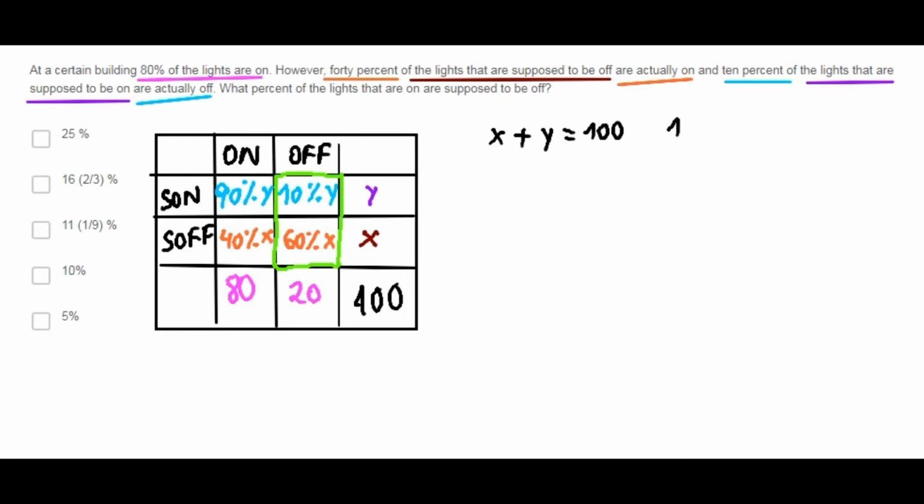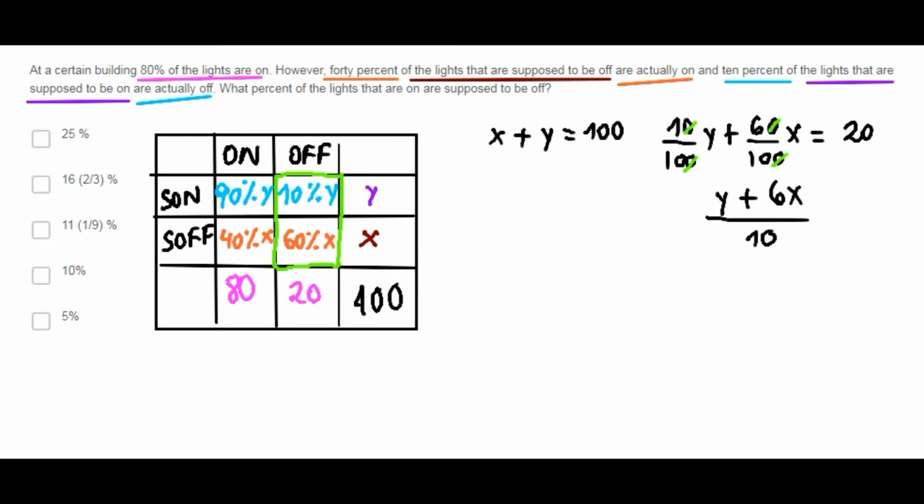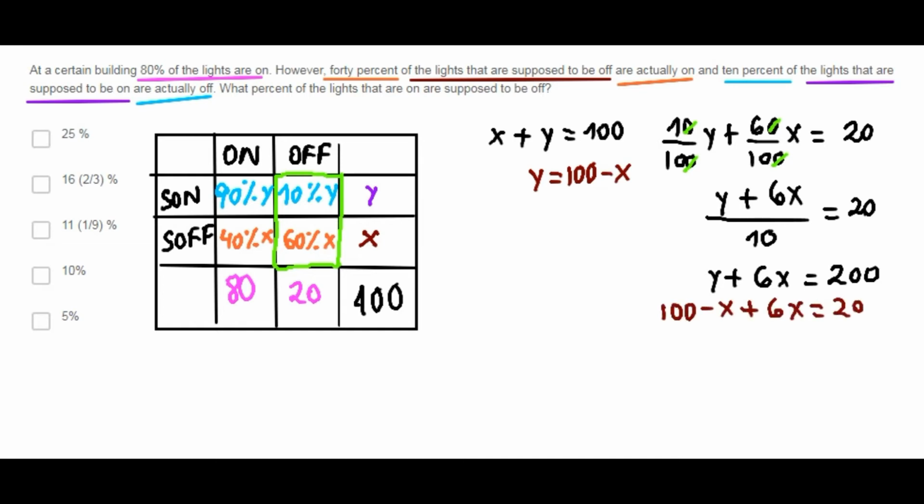So, this is 10% of Y plus 60% of X equals 20. I will cancel the 10, so we get the following here: Y plus 6 times X divided by 10 is 20. Y plus 6 times X is 200. But from the first equation, we know that Y is 100 minus X. So I will replace that here. 5 times X is 100, therefore X is 20.